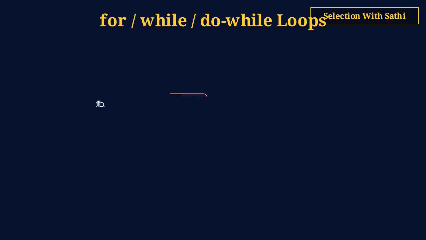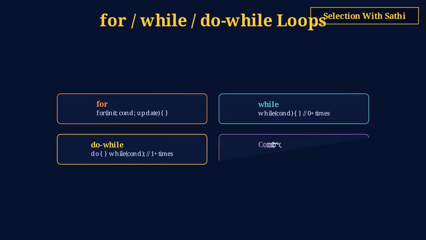Third concept: loops. The for loop has three parts. Initialization runs once at the start, the condition is checked before each iteration, and the update runs after each iteration. The while loop checks the condition first. If it's false initially, the body never executes. The do-while loop is different. The body executes at least once because the condition is checked after each iteration.